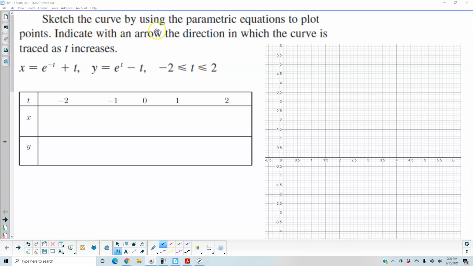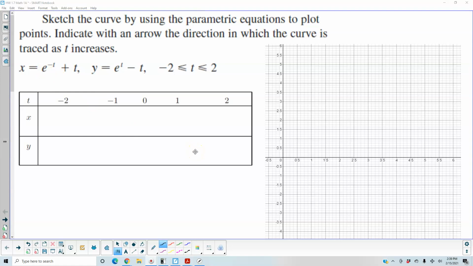Okay, here we want to sketch the curve by using the parametric equations to plot points. Indicate with an arrow the direction in which the curve is traced as t increases. We have x, which is equal to e to the negative t plus t. Y is equal to e to the power of t minus t, where t is in between negative 2 and 2. So we're going to plug the values of t into our parametric equations.